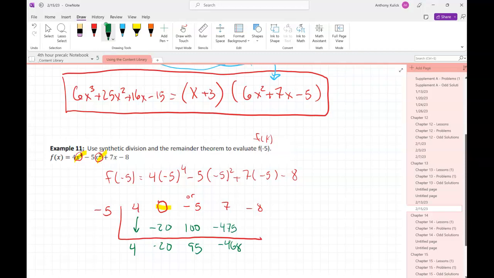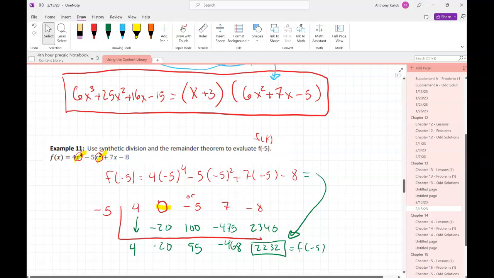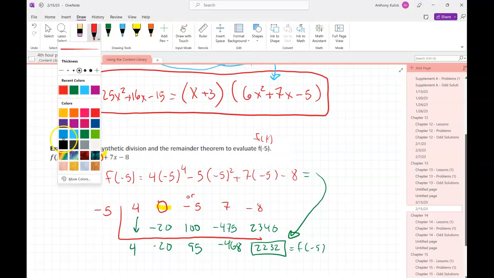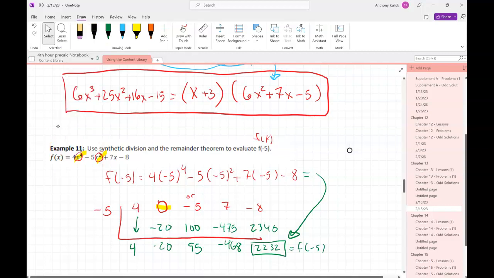-475. And then what's that? 2340. Which would be the same thing that we get if we did it that way also. Everybody okay here?